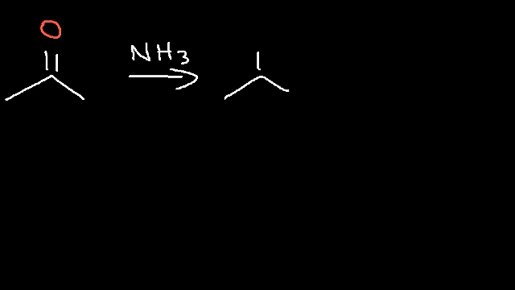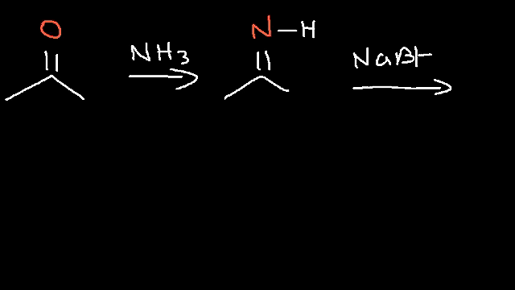Another process that you need to be familiar with is known as reductive amination. So let's say we have a ketone. First, let's add ammonia to it. This will convert it to an imine. Now, once you have an imine, you can add a reducing agent. Instead of using sodium borohydride, we're going to use sodium cyanoborohydride. It works just like NaBH4, but it's a weaker version of NaBH4.